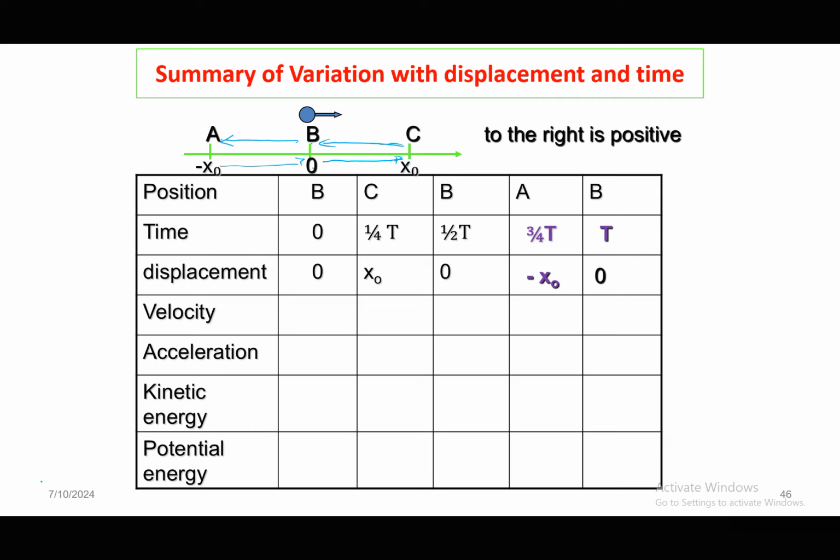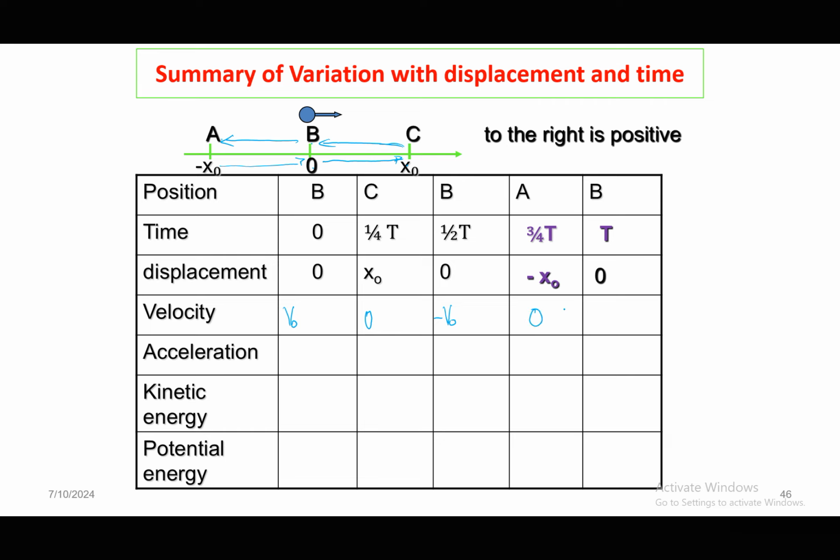Okay, so let's predict the velocity at B. At B, the body is moving with the maximum speed because B is equilibrium. So we expect the velocity at B to be the maximum, V naught. Then at C, because C is the maximum displacement, the velocity goes to 0. Then at B again, we are coming back to equilibrium, but remember, to the right is positive and to the left is negative. So this is going to be negative V naught, maximum velocity but in the opposite direction. Then at A, velocity again goes to 0 because it is at maximum displacement.